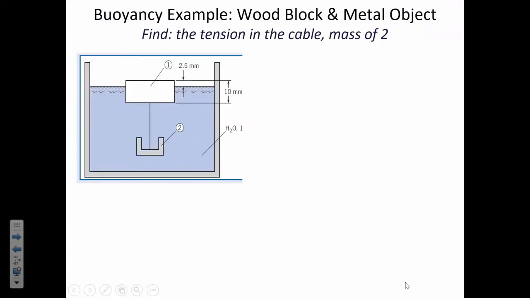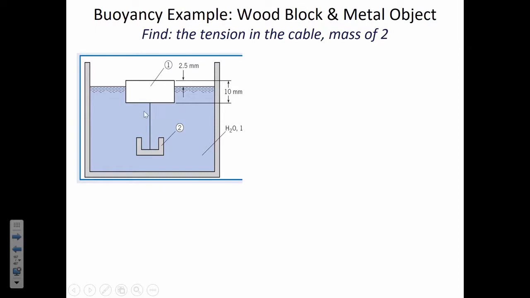All right. We have a metal object that is fully submerged, and it's attached to a block with a cable that has negligible mass. What we want to know is the tension in this cable. That's the question they're asking. Maybe they're worried that it may not have enough strength based on the tension, but we just want to find the tension in the cable.